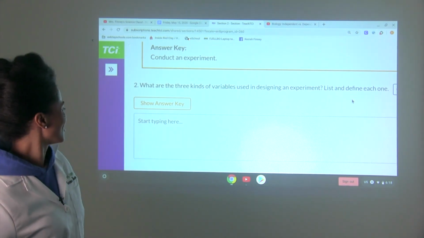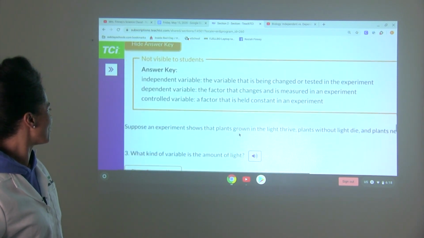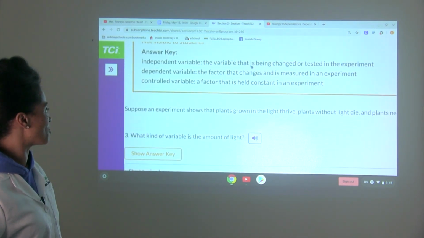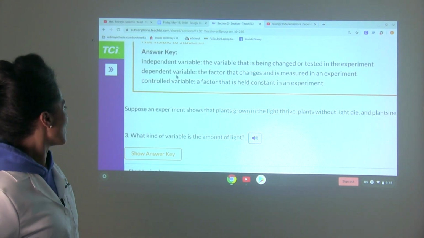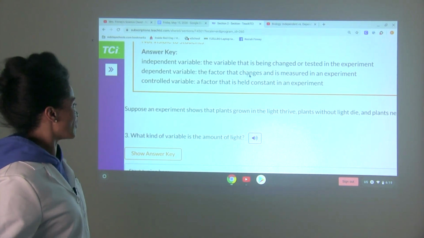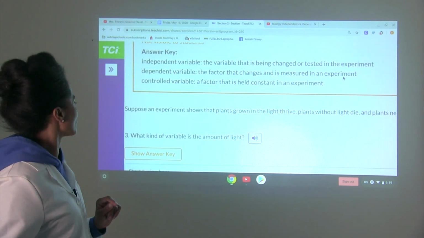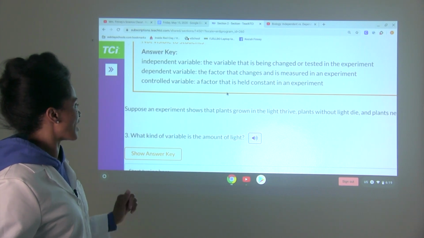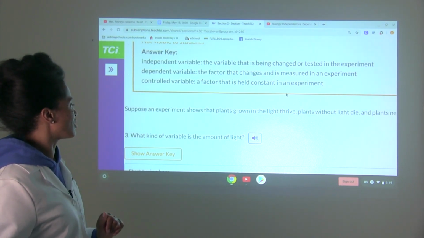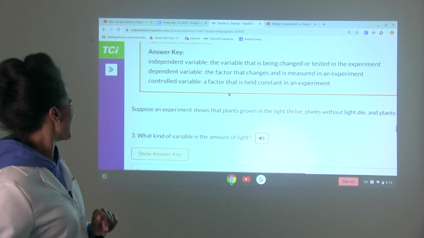Nice word. All right, so we have independent variable. Okay, the variable that is being changed or tested in the experiment. Dependent variable, the factor that changes and is measured in an experiment. Controlled variable, a factor that is held constant in an experiment. All right, here we go.